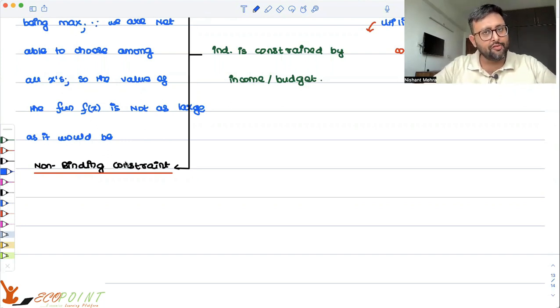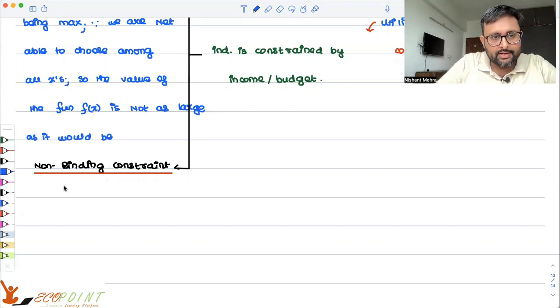So the value of the function which you are getting from the constrained optimization is the same as the value of the function which you are getting from the unconstrained optimization. Then this is not a binding constraint, right? This will be more clear when I give you a few examples, but let me just write the theory behind this.